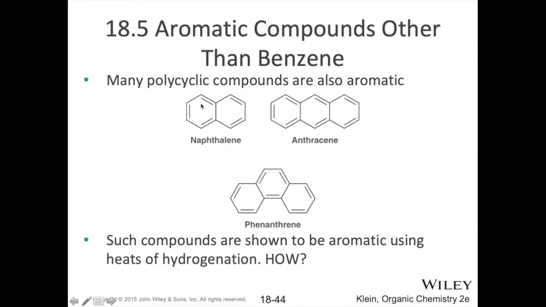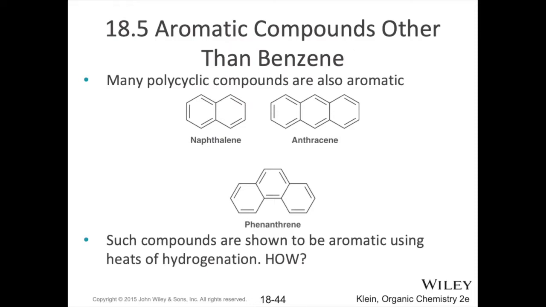But basically, it's a benzene ring with another benzene ring fused onto it. If you fuse on a third benzene ring, you get anthracene, and of course that's all fused in a row. If you connect them in this sort of V shape, you have phenanthrene. So these are all examples of multiple fused benzene rings, making polycyclic aromatic compounds.